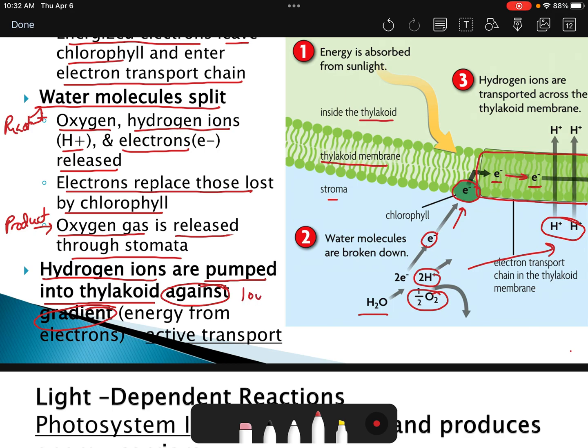Remember, that means from low to high concentration. So it takes energy to do that. Where does that energy come from? It comes from those electrons right here moving down the electron transport chain. So that energy from these is pumping these hydrogen ions, and there's a whole bunch of hydrogen ions in here. So these are being pumped from low to high concentration into the thylakoid. And again, this is a form of active transport.